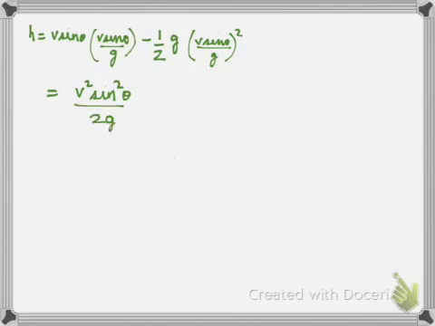Therefore, the maximum height that it reaches also depends upon the velocity and theta, and it is equal to v square sin square theta by 2g. Right. Now we have found out the maximum height it reaches, the range over which it will move, and the time taken.